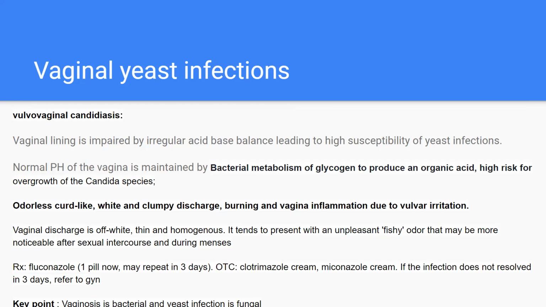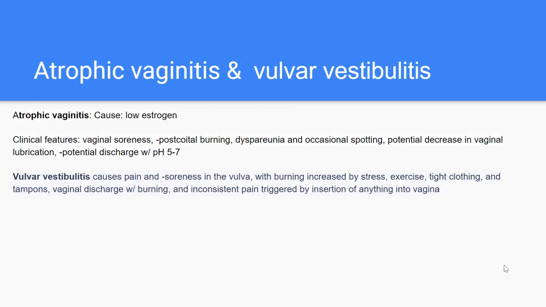The key point is that vaginosis is bacterial and yeast infection is, of course, fungal. So study the highlighted area, pay attention to the treatments and the different types of discharge you will see to distinguish candida from other vaginal infections.